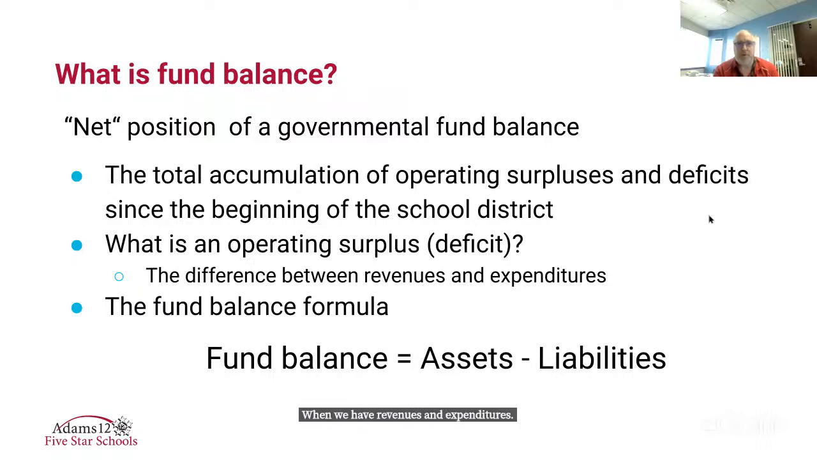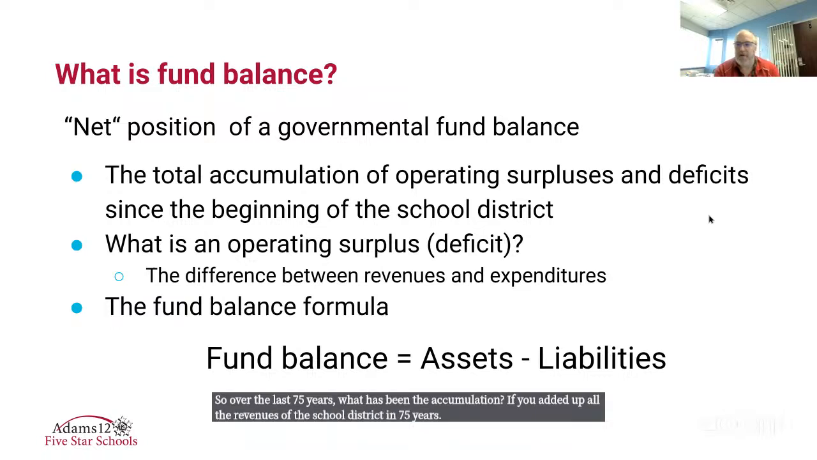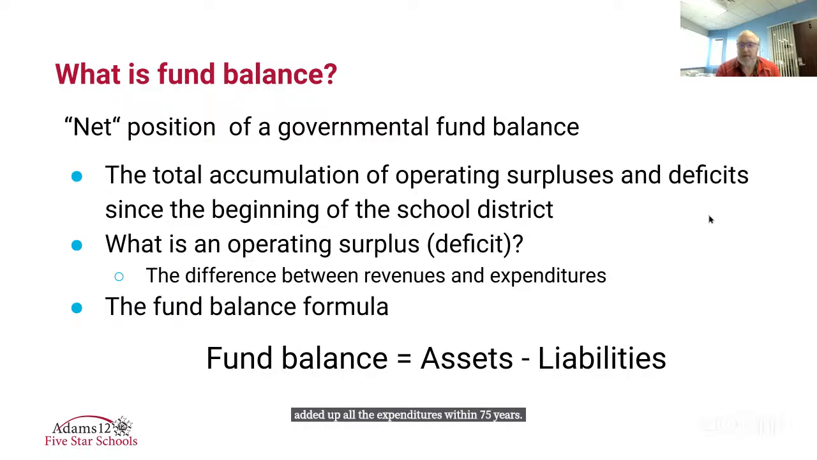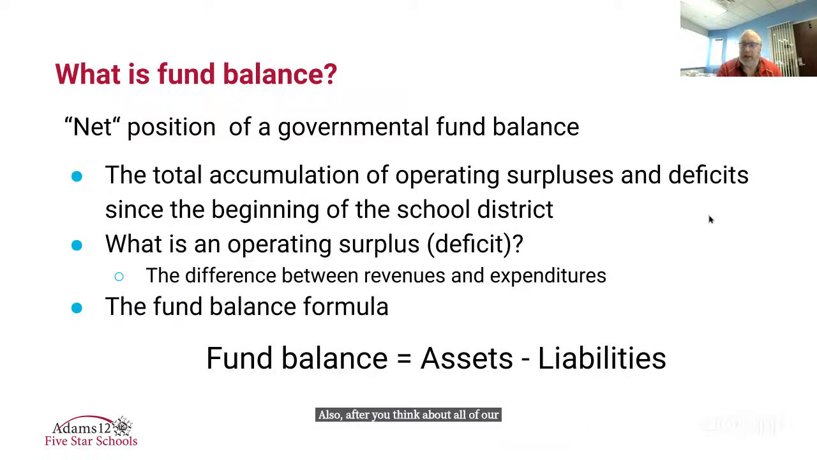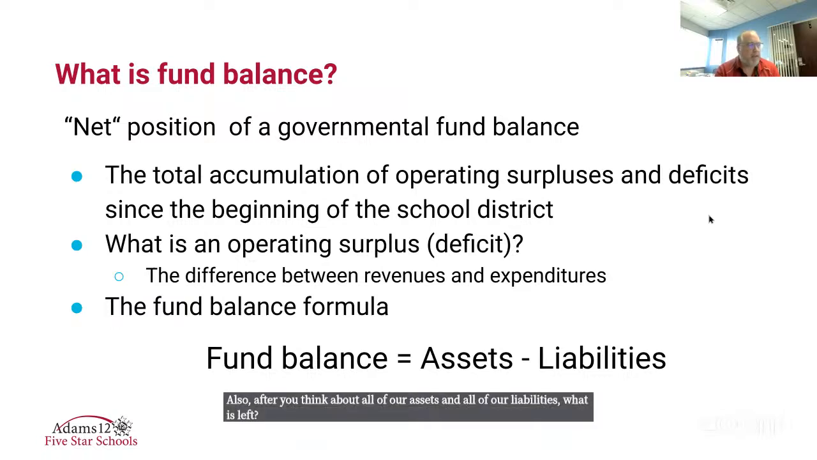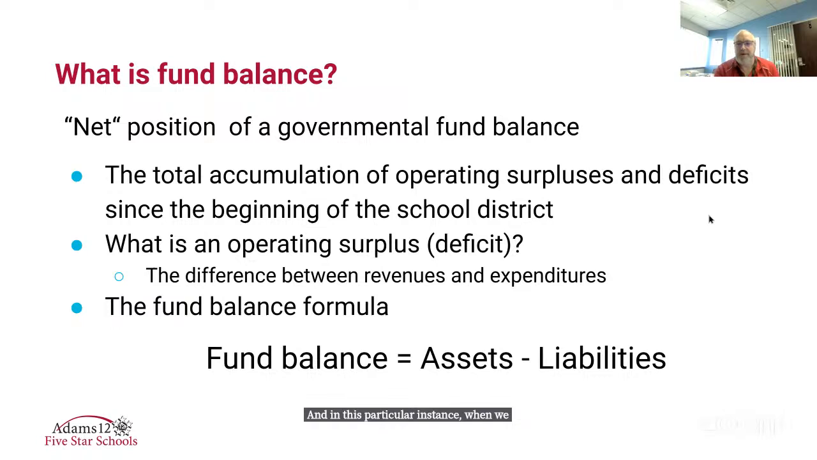So what is the overall amount that's left when we have revenues and expenditures? From the beginning of the school district, we're almost at the 75th anniversary of the school district. So over the last 75 years, what has been the accumulation? If you added up all of the revenues of the school district in 75 years, added up all of the expenditures within 75 years, and subtracted those two numbers, that is our fund balance, right? I'm glad I don't have to do that because it just rolls year over year. So what then is the overall fund balance? It's what's left after you think about all of our assets and all of our liabilities. And in this particular instance, when we talk about fund balance, assets do not include our buildings.